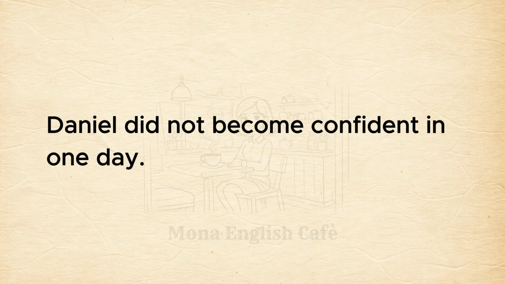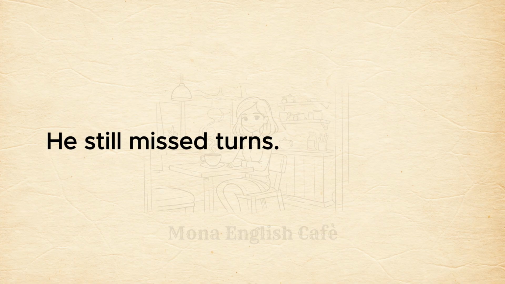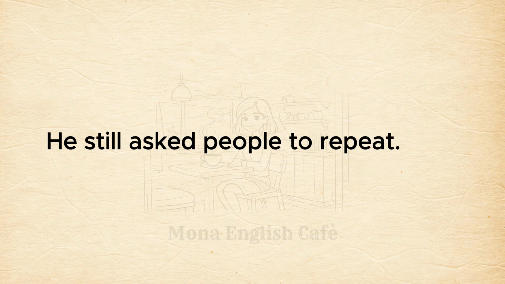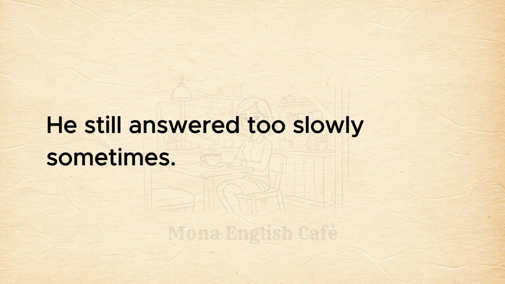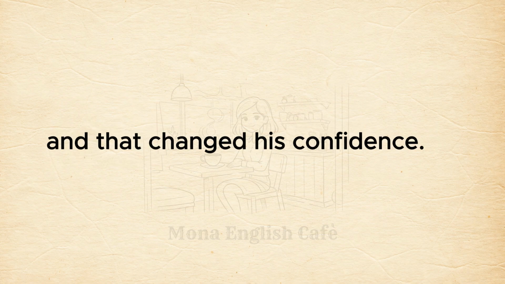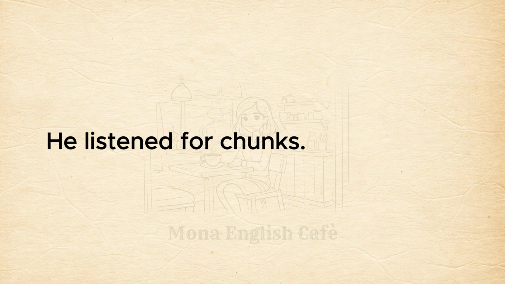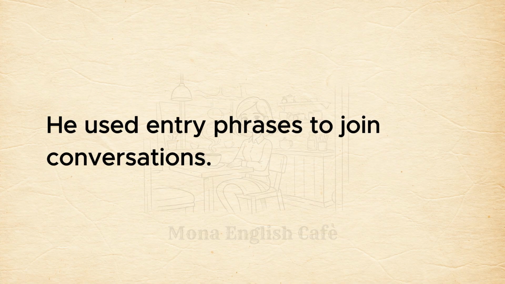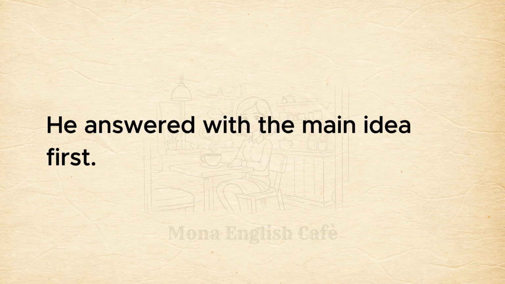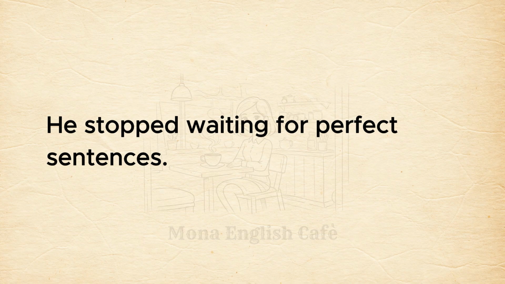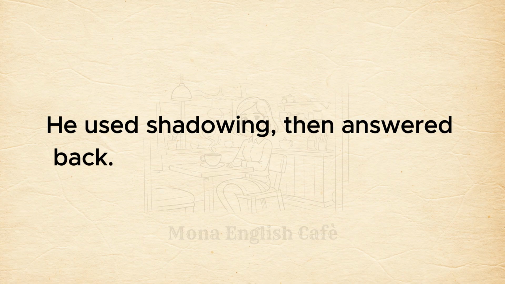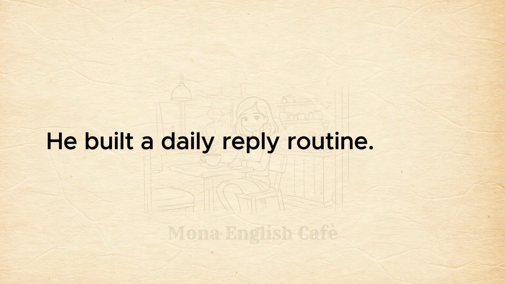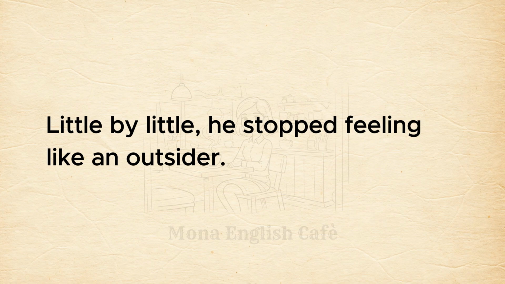Daniel did not become confident in one day. He still missed turns. He still asked people to repeat. He still answered too slowly sometimes. But he changed his practice, and that changed his confidence. He listened for chunks. He learned common native speaker phrases. He used entry phrases to join conversations. He answered with the main idea first. He stopped waiting for perfect sentences. He used shadowing, then answered back. He built a daily reply routine. Little by little, he stopped feeling like an outsider.